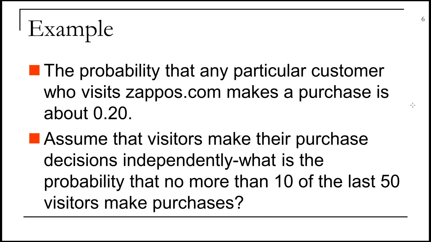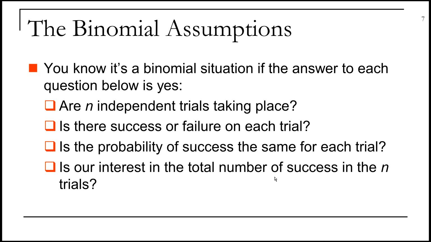The probability that any particular customer who visits Zappos makes a purchase is about 0.2. Assume that visitors make their purchase decisions independently. What's the probability that no more than 10 of the last 50 visitors make a purchase? This, you could argue, may not be true. What if you're sitting next to a coworker or a friend and you're shopping online at the same time? So that is a strong assumption that it's independent trials, but it's used a lot to model real-world phenomena.